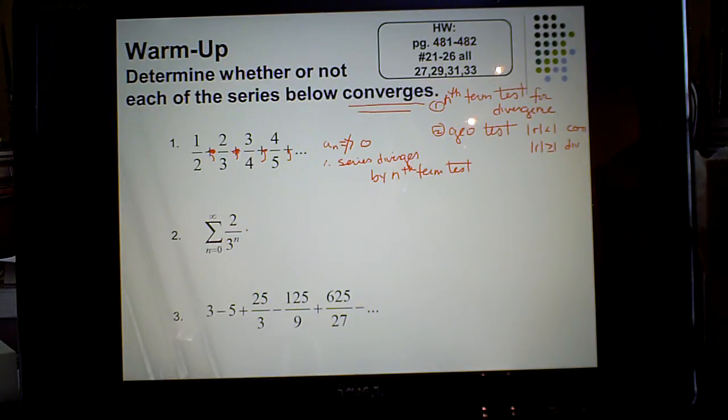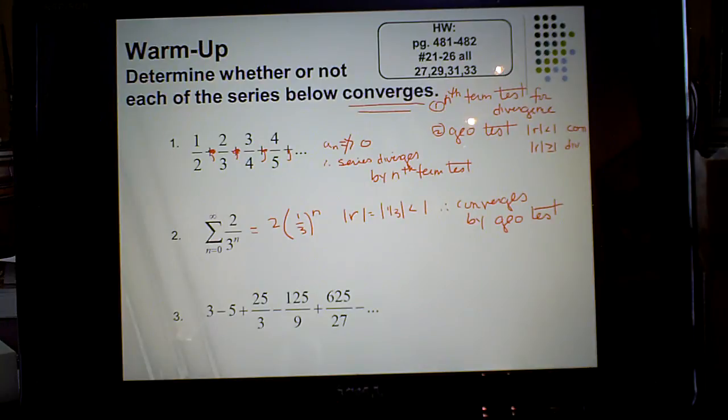This one looks pretty geometric. I'm just going to rewrite this with the 2 out front and then 1/3 to the n. So this is clearly in geometric form, and I can see that my common ratio is 1/3, and that the absolute value of 1/3 certainly is less than 1. Therefore, this series converges by the geometric test.